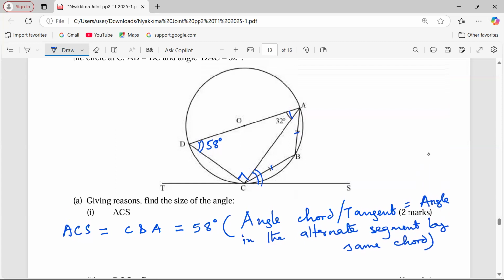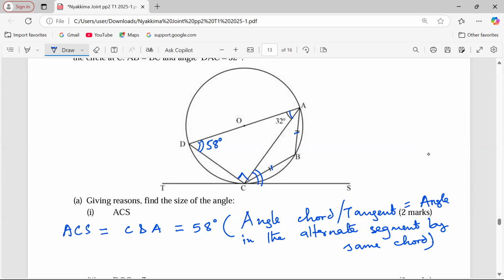So if the chord CA is producing an angle of 58 at the circumference, then the same chord AC is supposed to leave an angle equivalent to 58 with the tangent. That is something you should know.